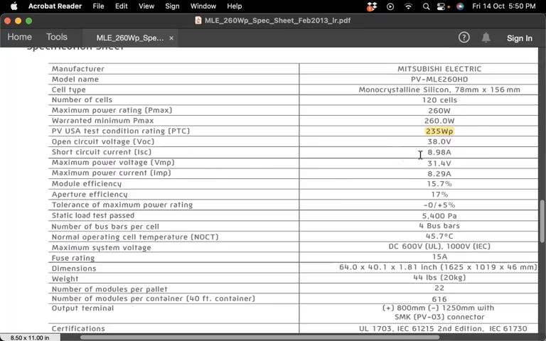So this is simply, my dear students, the case where you have the VMP and the IMP, which represents the point at which the power is maximum. Then we have the efficiency, and the efficiency is simply the 15.7%, which is typically a usual number whenever you are considering solar cells.